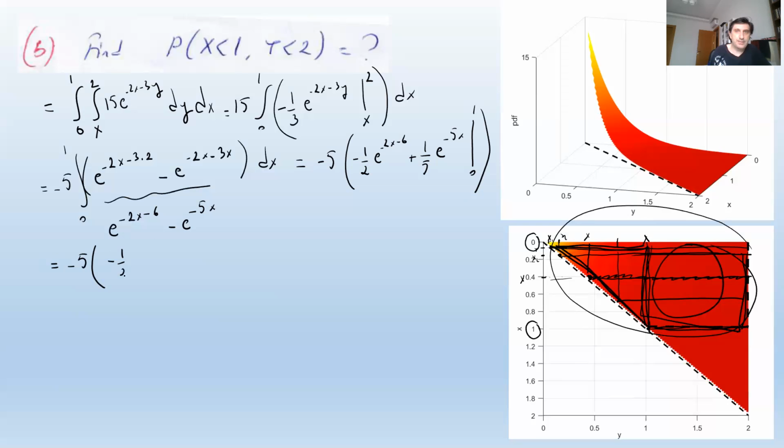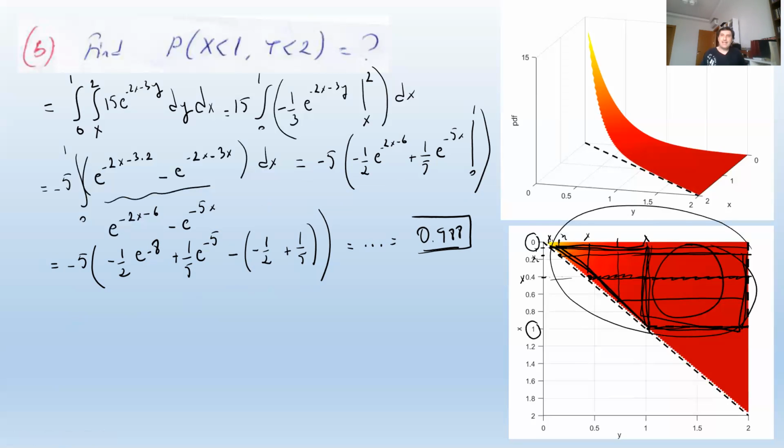It's going to be minus 1 over 2 exponential. If you put this here, it's going to be exponential minus 8, I guess. Yes, it's going to be minus 8 plus 1 over 5 exponential minus 5. Then it's going to be minus 1 over 2 plus 1 over 5. I'm going to skip a couple of steps. If you do everything correctly, which is very little to do, we have this much probability, which is very close to 1. And it makes sense.